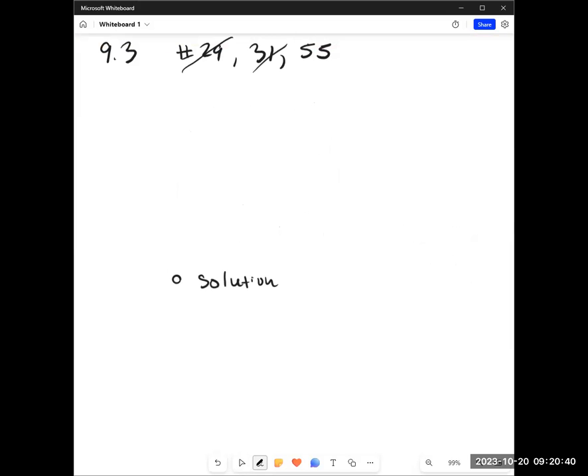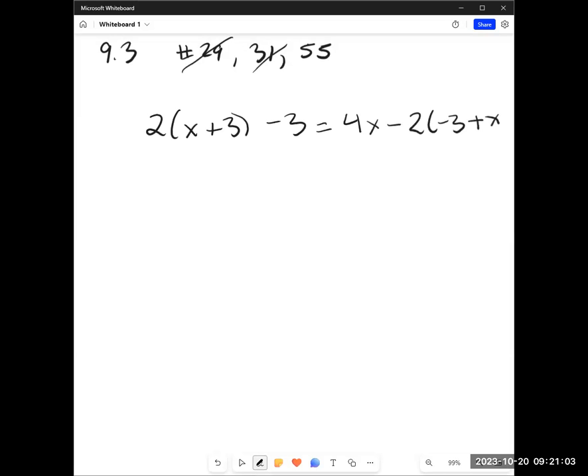Those are pretty straightforward ones that we figured out were an identity or a contradiction in one step. Let's look at one now that's a little bit more algebra. So we're going to try and simplify our left-hand side and our right-hand side separately before we solve.